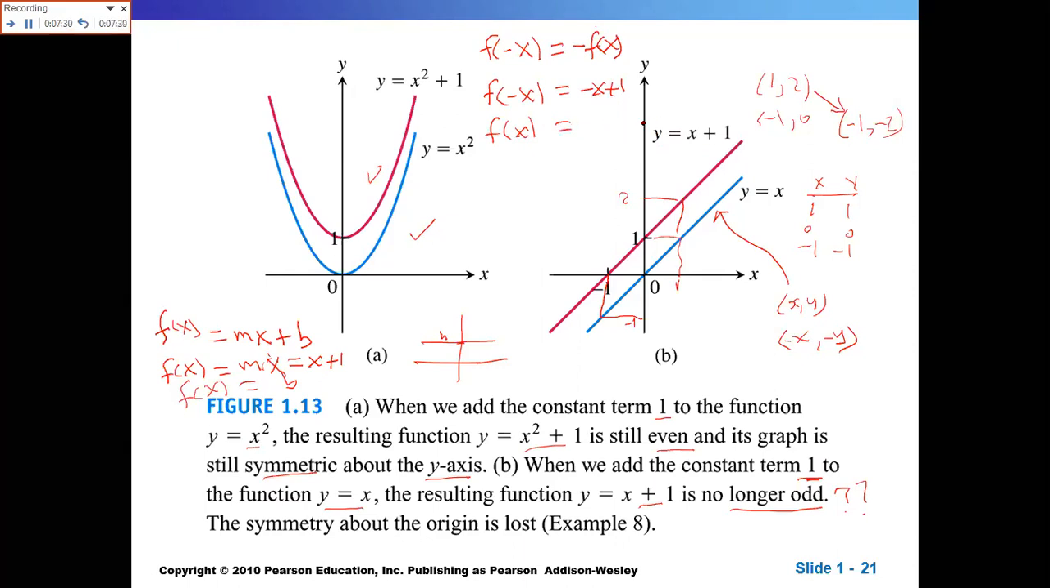f of x is equal to what? x plus 1. Correct? Now let's take a look at negative f of x. Negative f of x equal to how much? Negative x minus 1. Correct? This one. Put negative on this side, it'll be negative f of x. Put negative on this one, it'll be negative x minus 1, right?